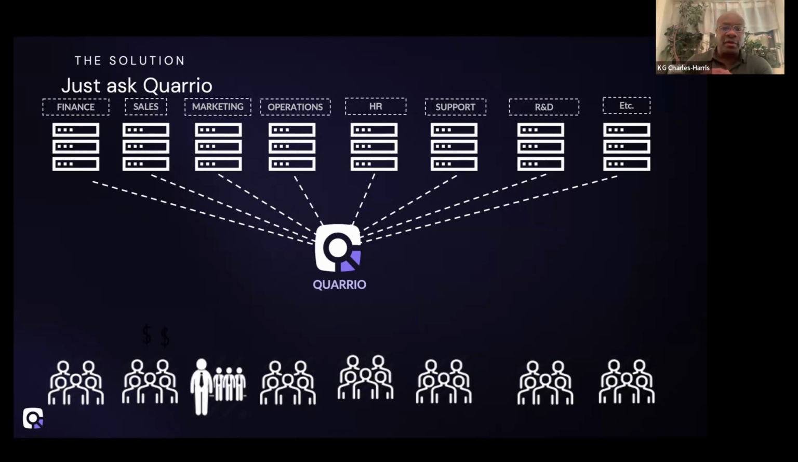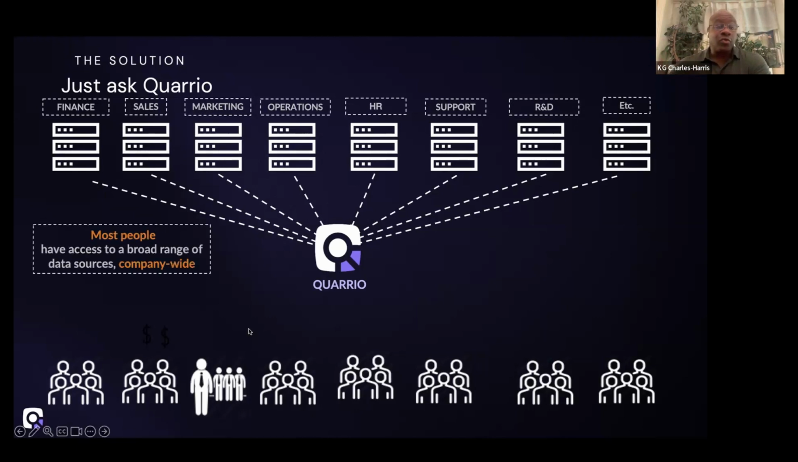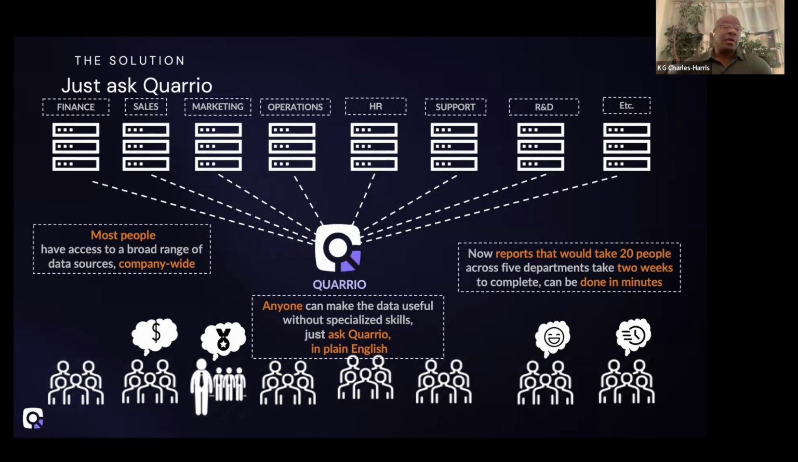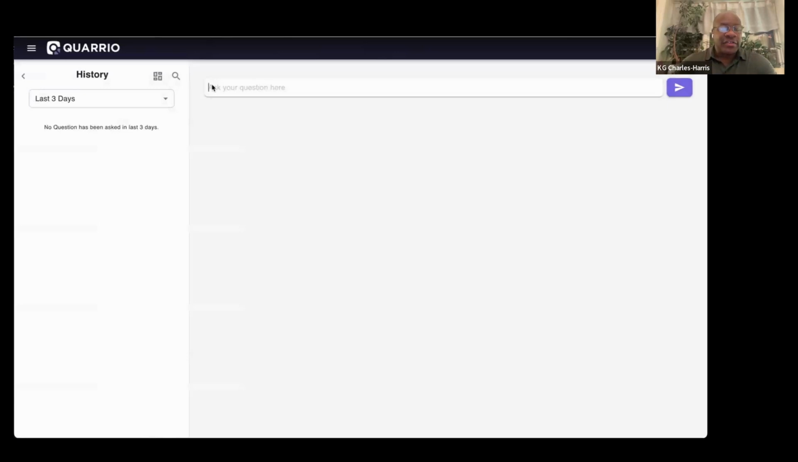The second problem we've solved is the ability for anyone within that enterprise to get access to that data through just asking a plain question in plain English and getting the information they need and asking follow-on questions on that until they get to what they need. I was recently talking to someone that said that every single quarter, there would be about 20 people across 5 departments taking 2 weeks to complete a presentation that now could be done in minutes using Quarrio. So here's a little bit of a demo of how Quarrio functions.